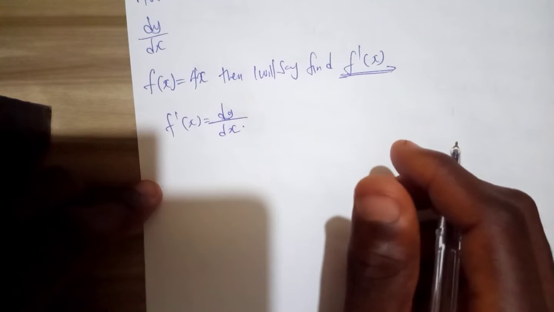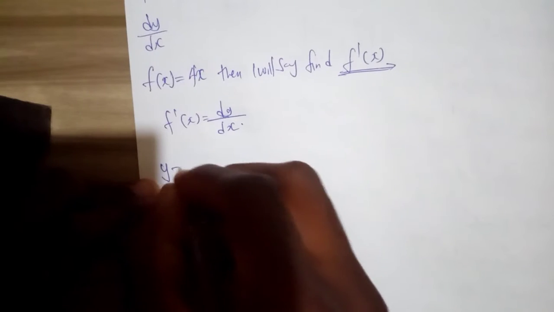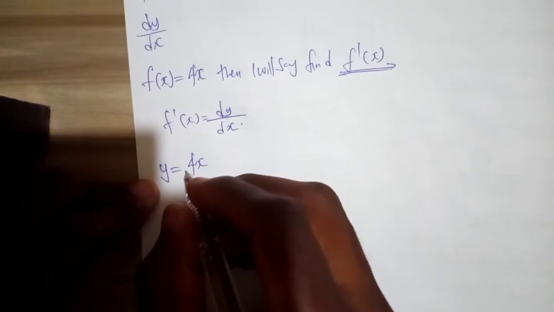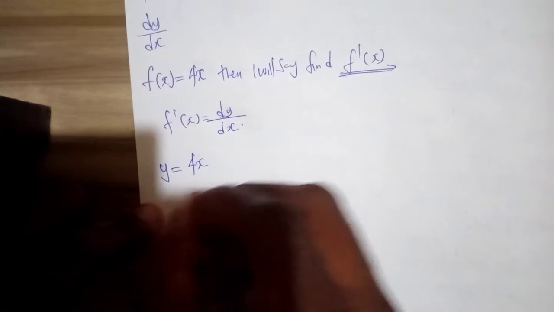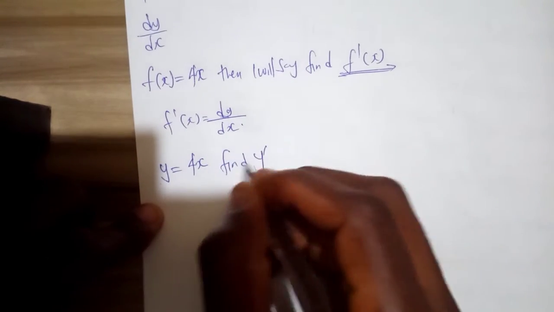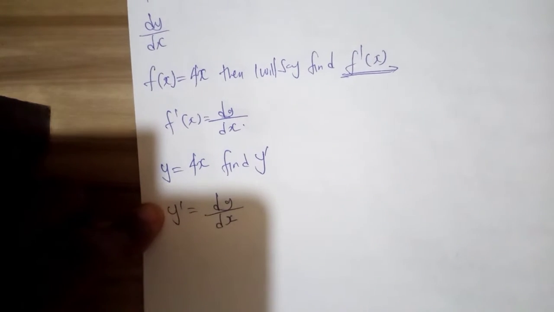Now we have another notation for dy/dx. Let's say you have y equal to 4x. I can ask you to find dy/dx, but I won't write dy/dx. I can write find y prime. Y prime is the same thing as saying dy/dx.